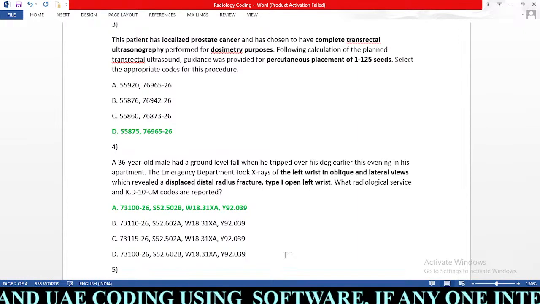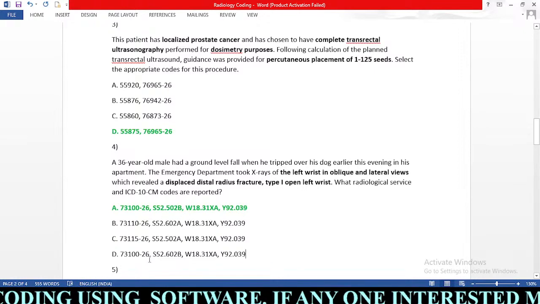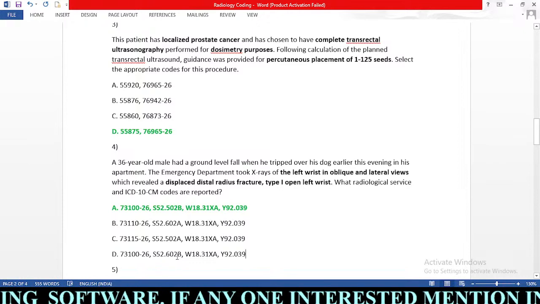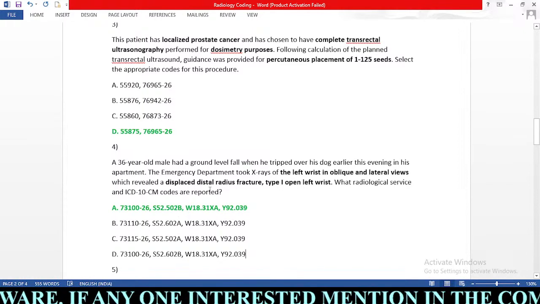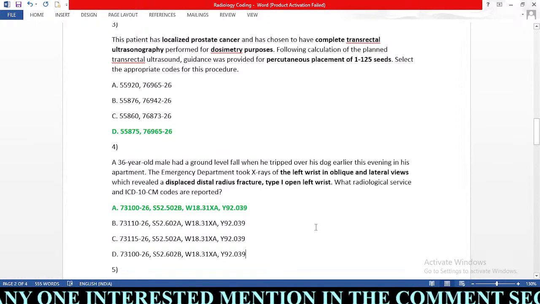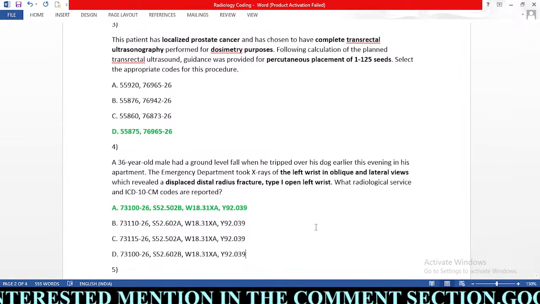So here both CPTs are same, but there is a difference in the ICD code. So at that time we need to find the difference between ICD codes here. Here 602, here 502. So 502 leads to displaced distal radius fracture type 1 open left wrist. Okay. Yeah, good.